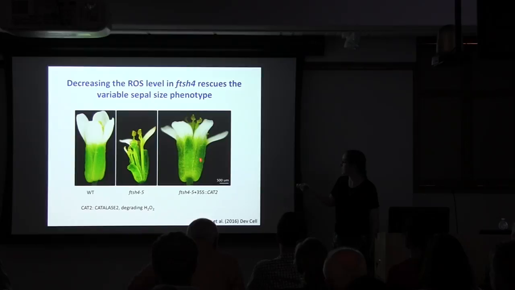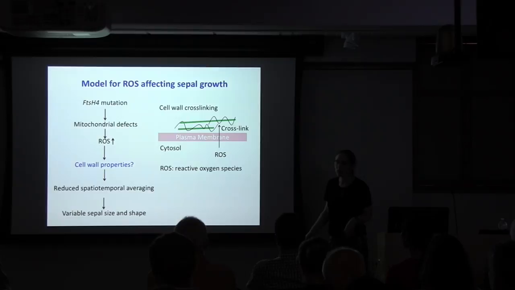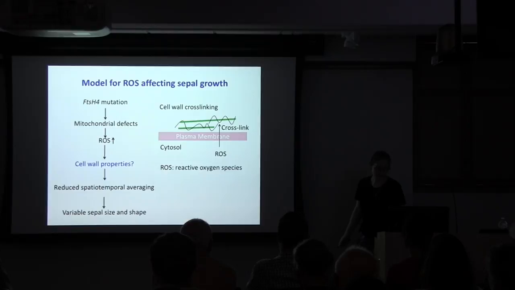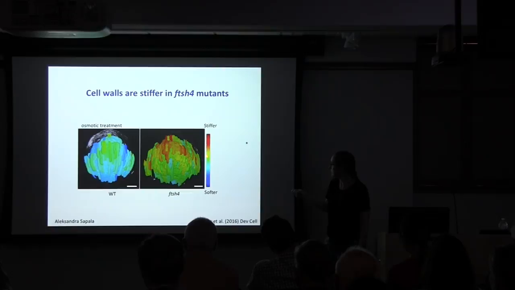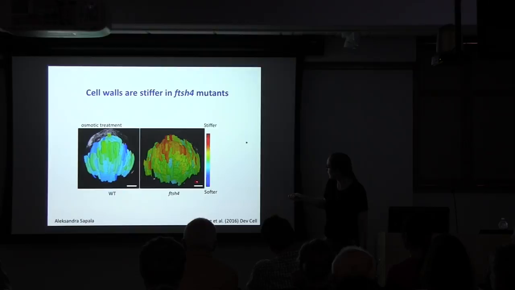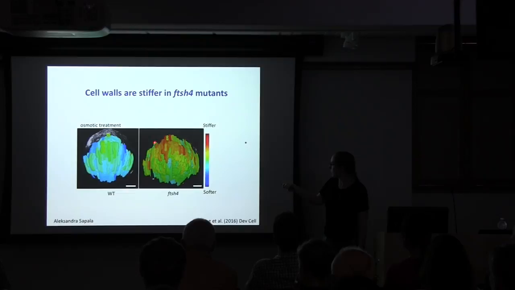So how is ROS doing this? ROS affects a whole lot of signal transduction mechanisms, so it's probably doing a bunch of different things. But one thing that it could be doing is causing cross-linking of the cell wall. And so we looked at stiffness of the cell wall, and we find that, in fact, the mutant cell walls are, in general, stiffer. Here's a heat map again where we've got stiff in red and soft in blue. You can see that the mutant is overall stiffer than wild type.